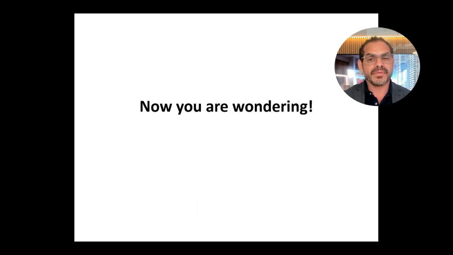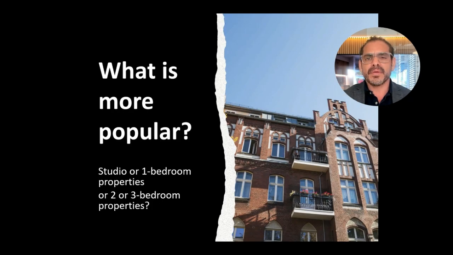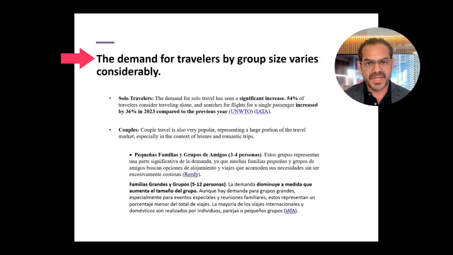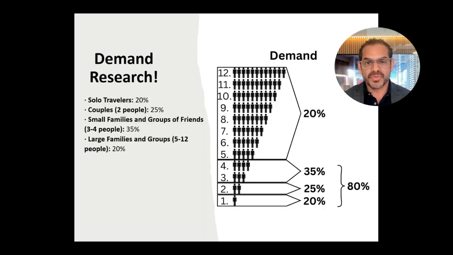Now you are wondering, so what is more popular? Studios, 1-bedrooms, 2 or 3-bedroom properties? We conducted a study using websites that measure travelers, classifying them into groups as travelers who travel alone, couples, families, or groups of 3 to 4 people, and large families or groups of 5 to 12 people. And that gave us the following results.